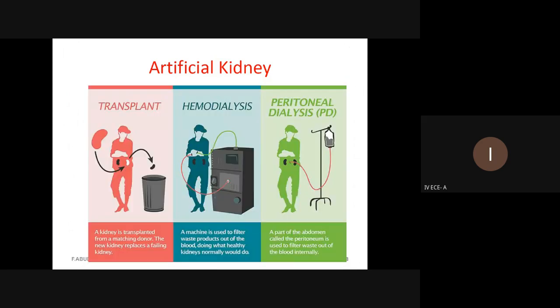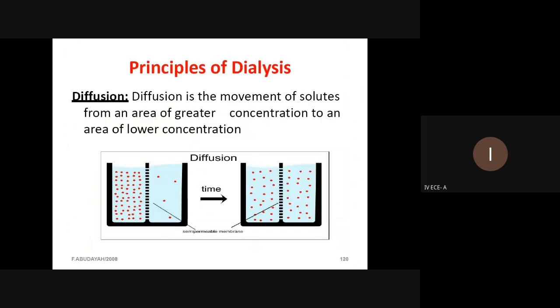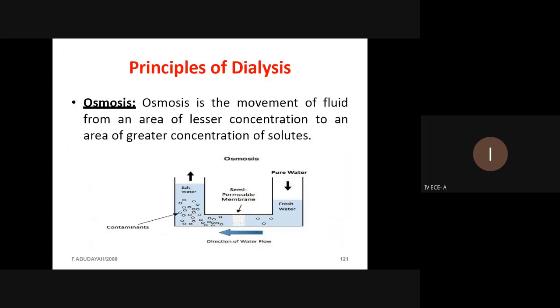There are three types of artificial kidney treatment: transplant, hemodialysis, and peritoneal dialysis. Diffusion, osmosis, and ultrafiltration are the three important processes used in dialysis. Dialysis is based on the principle of diffusion, which is the movement of solutes from an area of greater concentration to an area of lower concentration. Osmosis is the movement of fluid from an area of lesser concentration to an area of greater concentration of solutes.